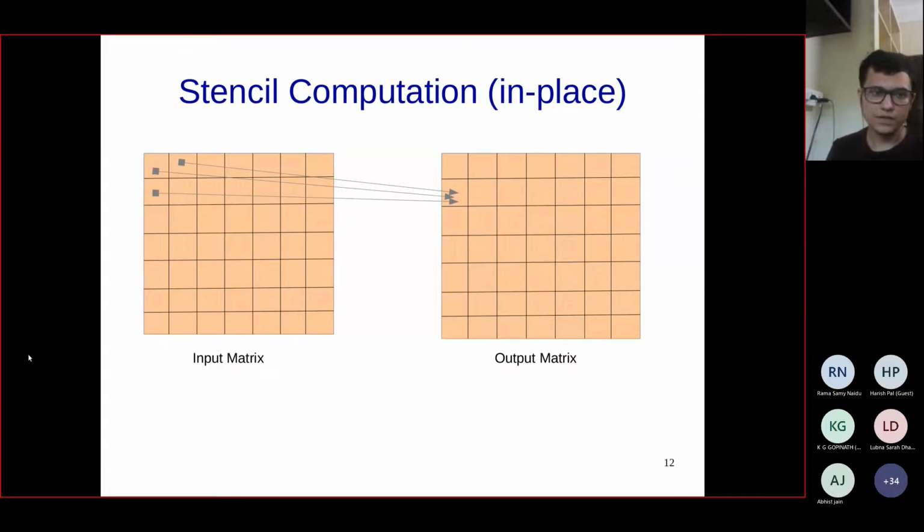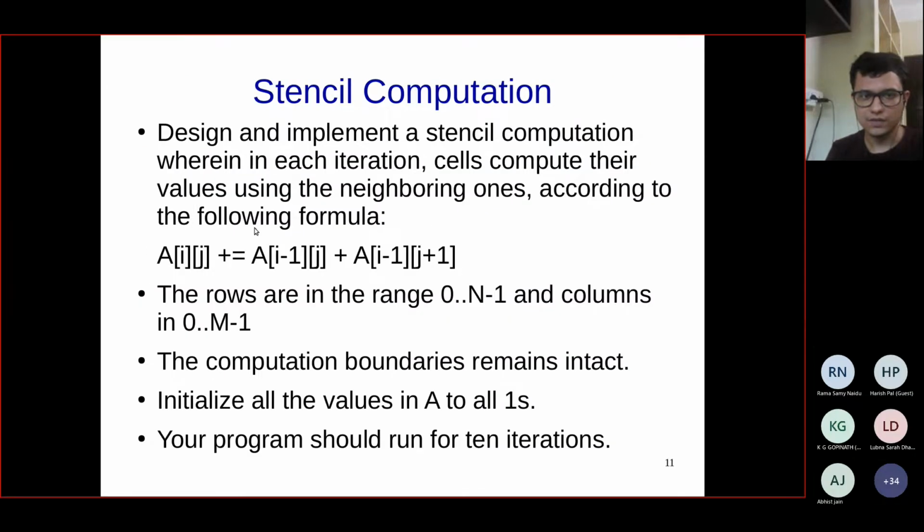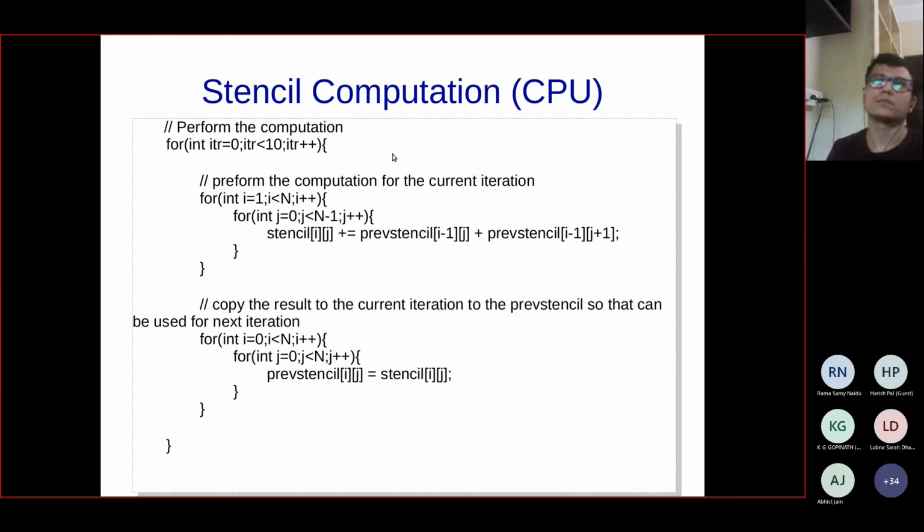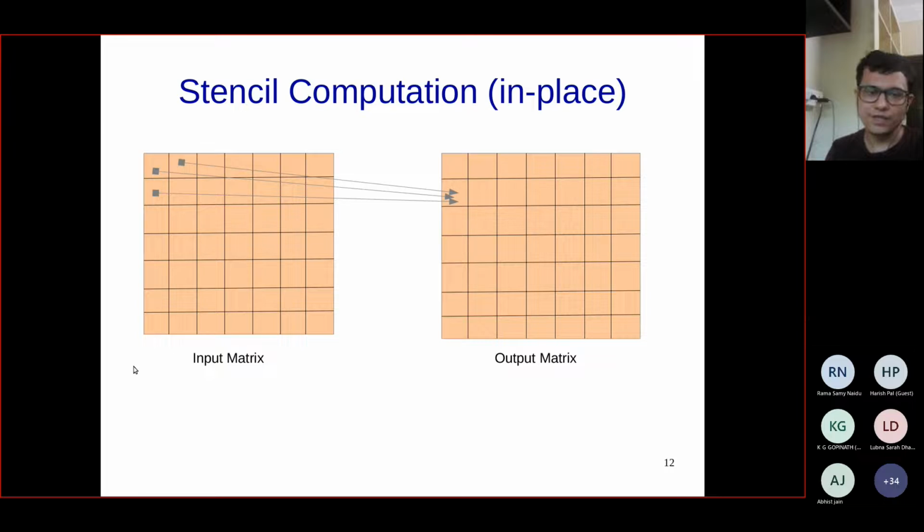Pictorially, it looks like this. If you want to compute this value in the output matrix, we'll take these three values in the input matrix: this one, and this one. Please note that if this is the (i, j) cell, then we take the (i, j) cell of the input matrix, the (i-1, j) cell, and the (i-1, j+1) cell in the input matrix. This is exactly the formula, and pictorially it is shown like this. I hope the problem statement is clear. We would like to implement this functionality, and this basic implementation is quite simple.